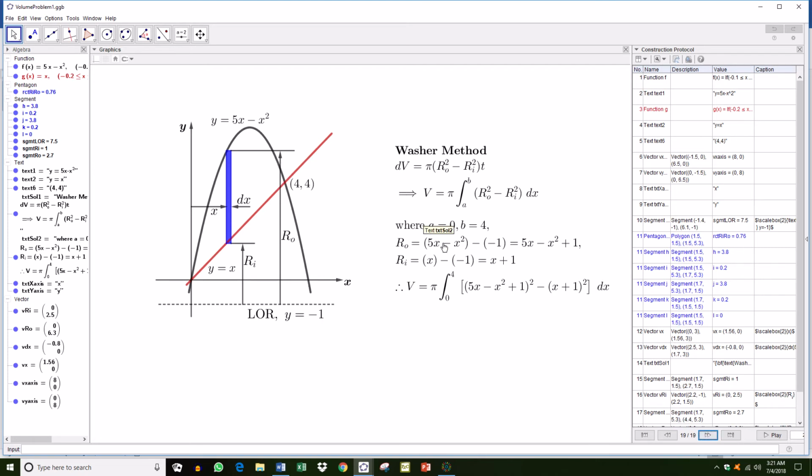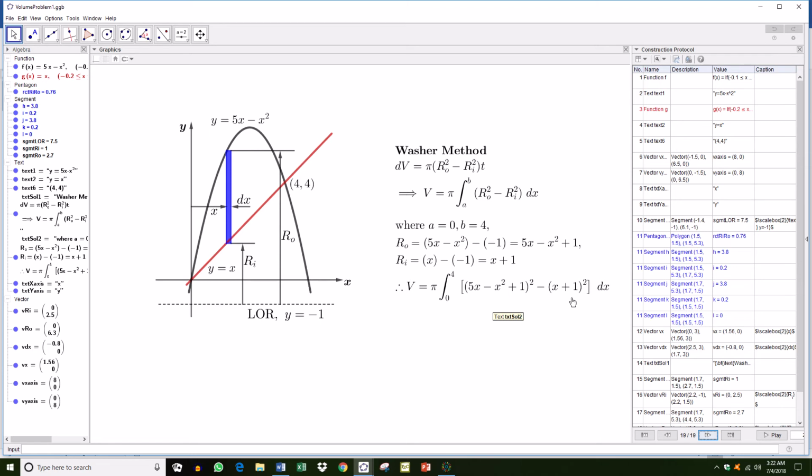As simple as that. Now, in a similar way, if you want to get R sub I, because we are measuring vertically, we do top minus bottom. So the top point, by an explanation similar to the previous one, has a y value of x, because that's a point on the curve y equals x, and the bottom has a y value of -1. So we have x minus -1 is R sub I, which is x plus 1. Now it's all a matter of plug and chug. A is 0, integrating from 0 to 4, R_O squared is 5x minus x squared plus 1, squared. As simple as that. I'm going to leave the integration itself to you.